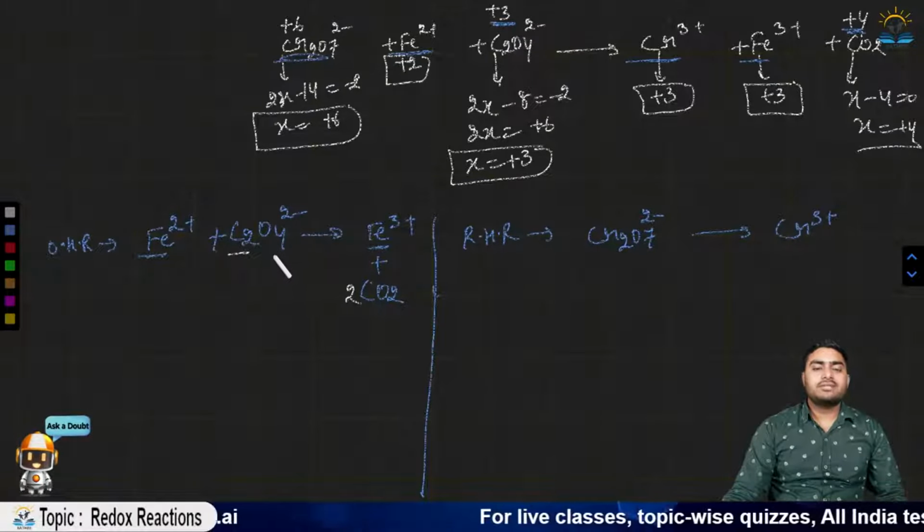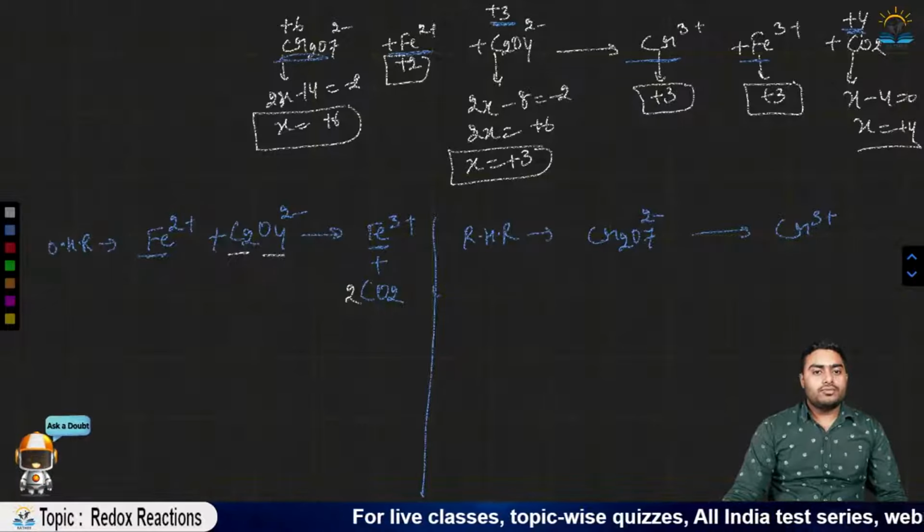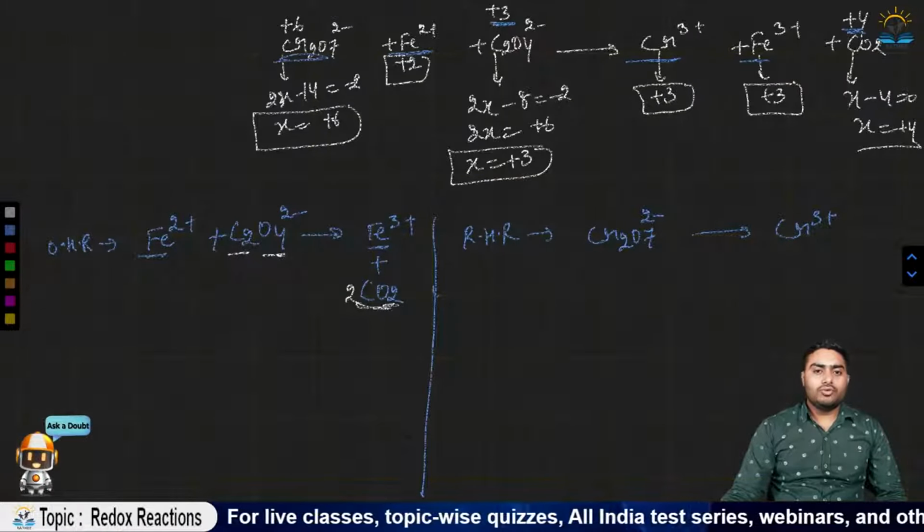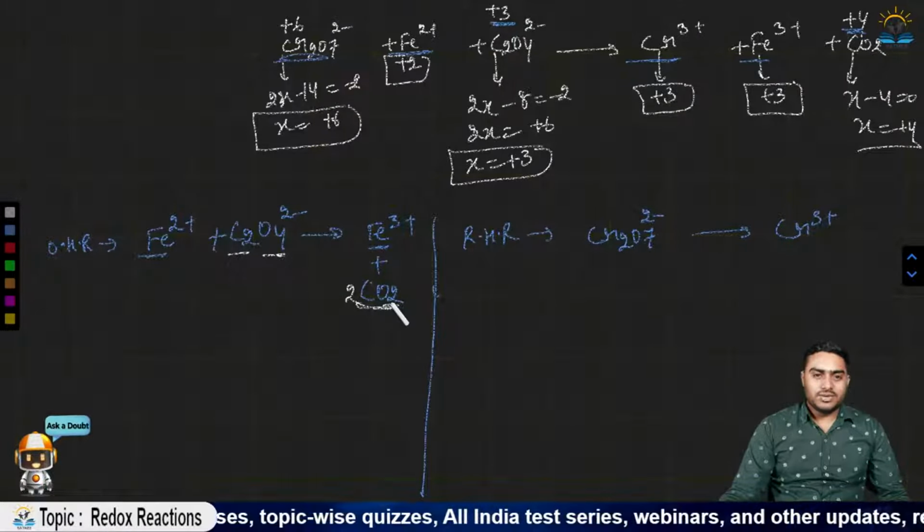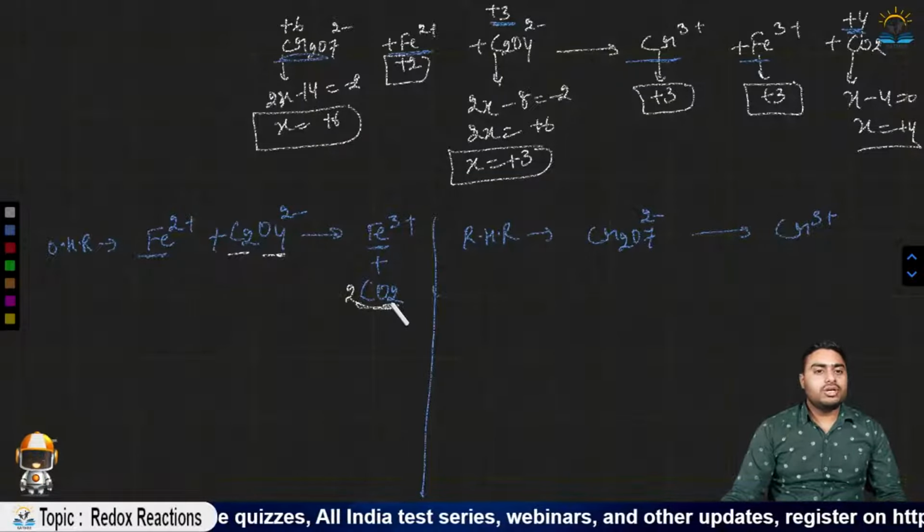So oxygen you can balance with the help of H2O molecules. So 4 oxygen and 2 into 4 is 4 oxygen. So oxygens are also balanced. You can see 4 oxygen, so no need to add hydrogen.